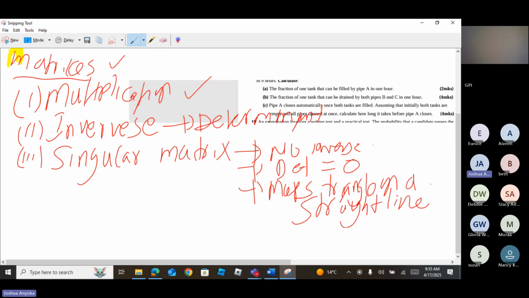So if you hear a description that there is a matrix that maps an object onto a straight line, definitely that is a singular matrix. So a singular matrix has no inverse, a singular matrix has a determinant of 0, and it maps an object onto a straight line. Number 4, with the inverse, we are supposed to solve simultaneous equations.